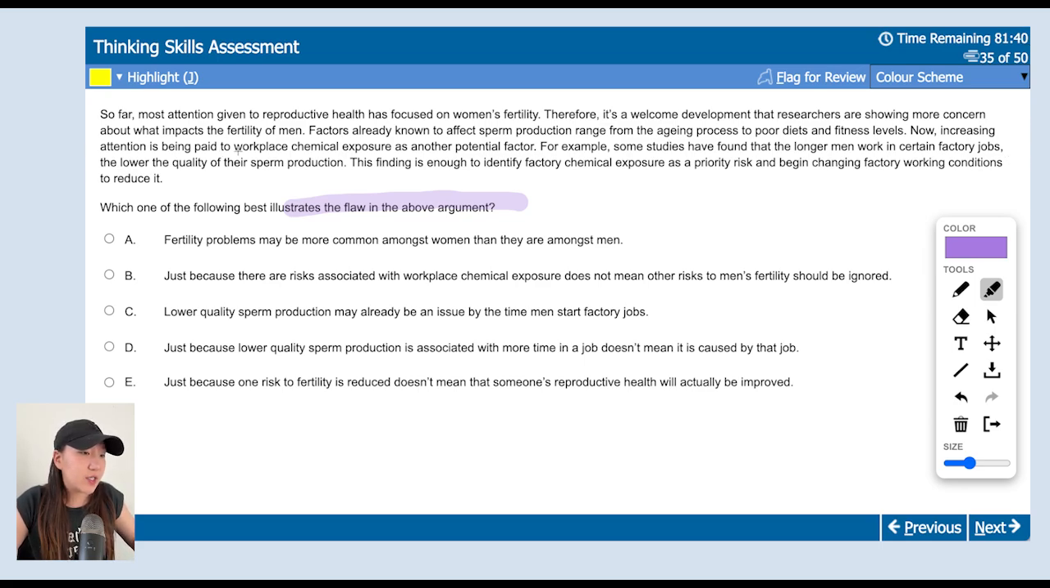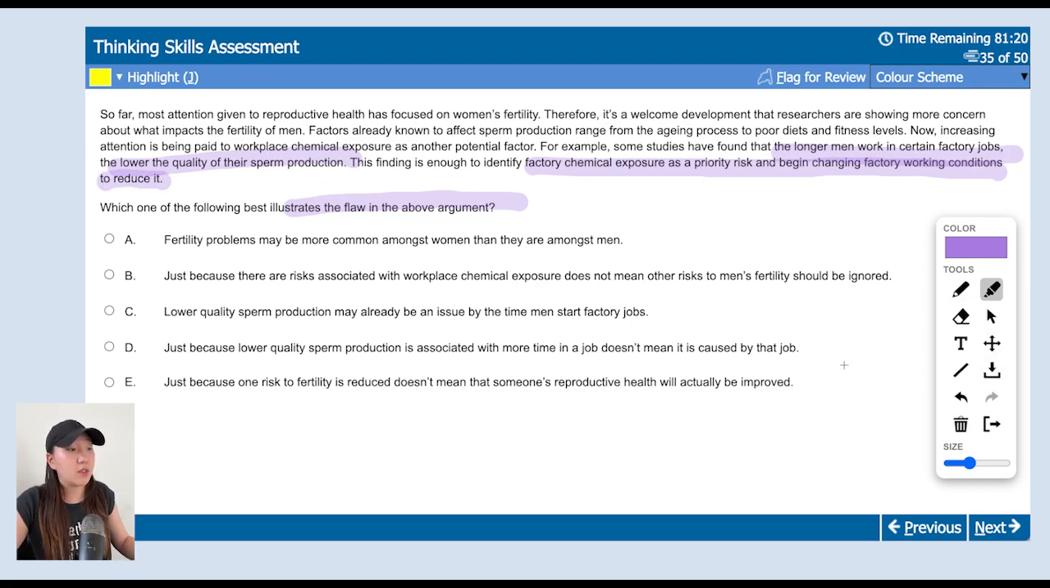Now increasing attention is being paid to workplace chemical exposure as another factor. Some studies have found that the longer men work in certain factory jobs, the lower the quality of their sperm production. This finding is enough to identify factory chemical exposure as a priority risk and begin changing factory working conditions to reduce it. Hopefully this one is really, really clear to you guys.